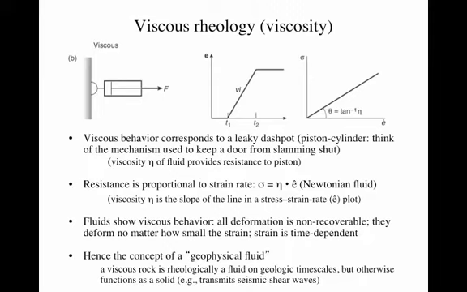So we see the stress sigma is equivalent to the viscosity times the strain rate in a Newtonian fluid. You can think of a normal fluid. Viscosity is the slope of the line in a stress-strain plot. And fluids show viscous behavior.